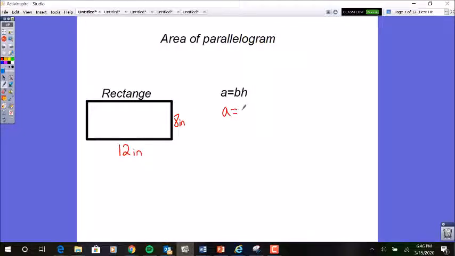Area is the base, which is 12, times the height. This time, the base and the height meet at a right angle, so that would be 8. So our area would be 12 times 8, which is 96 inches squared. Okay?